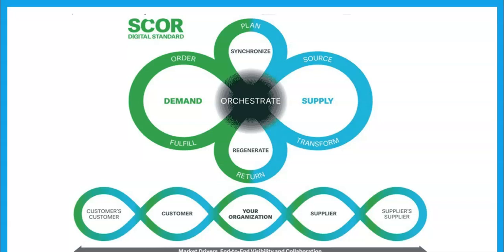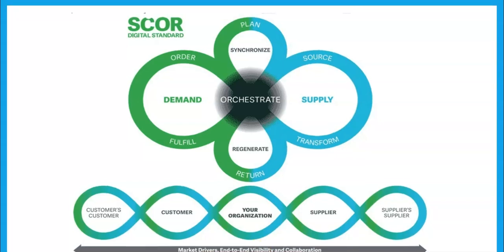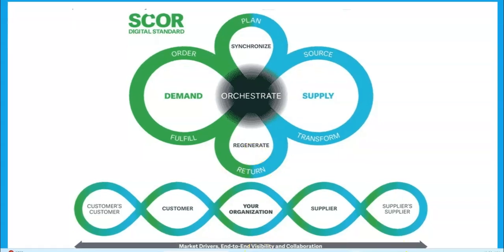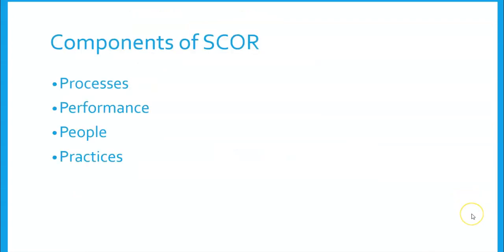This graphic of the SCOR model demonstrates that the supply chain is connected and interwoven at all areas. As you can see, the SCOR model encompasses all activities in a supply chain for customers, suppliers, and the organization. The model is adaptive to work with any industry. The components of the supply chain model are process, performance, people, and practices.